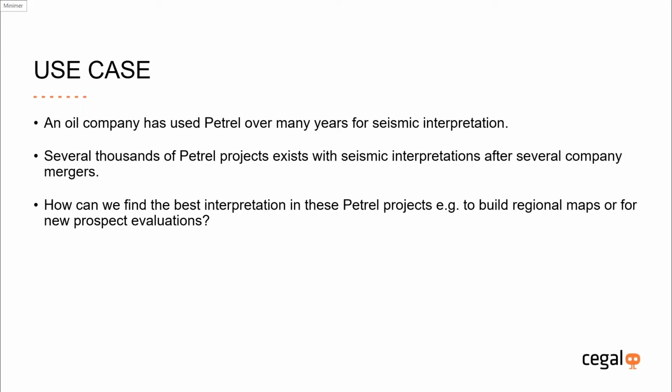So the use case that I want to go through is you have an oil company that has used Petrel for many years. We have several thousand Petrel projects, and there have been mergers between different oil companies, which has led to all this data. So how can we find the best interpretation among all these Petrel projects to, for example, build regional maps or to be used for new prospect evaluations?